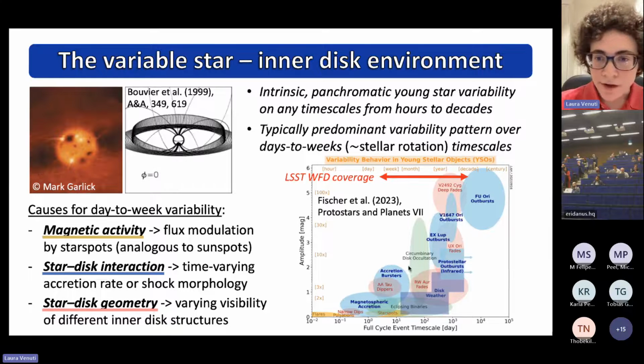And then in red, we have the variability driven by the specific star-disk geometry, so the structure of the circumstellar environment. And this is because a young star with a disk can in principle be observed either edge-on or face-on or in an intermediate configuration. And so depending on the specific viewing geometry, we'll have different features of the star-disk environment that cross the line of sight to the star. And so this will lead to a different type of variability.